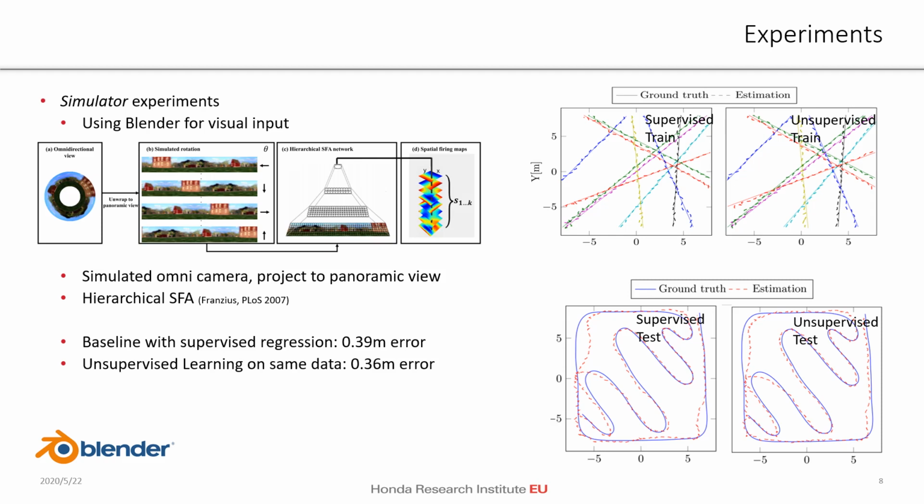On the top right, you see the results for the training data using a supervised regression as a baseline and the unsupervised approach on the right. You can see that the lines along which the simulated robot moved are well represented. On the bottom there is independent test data. Both approaches very well represent the movement trajectory, and they have a similar average error of 39, respectively 36 centimeters.